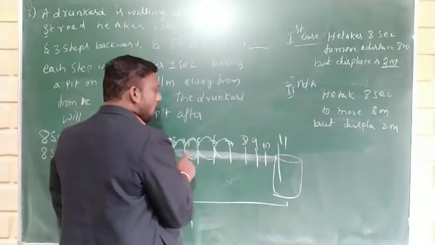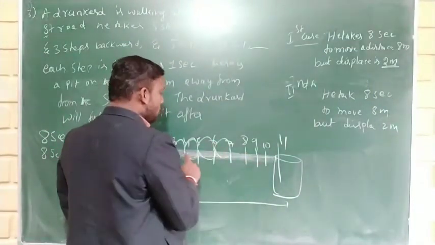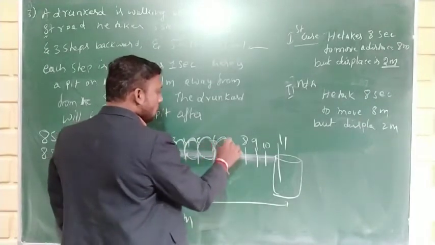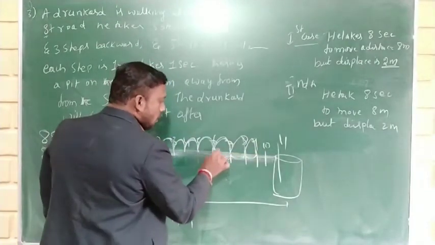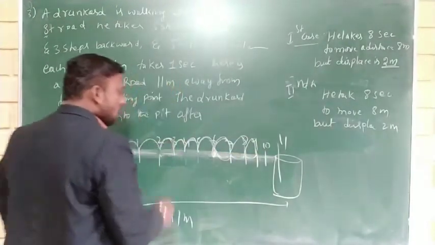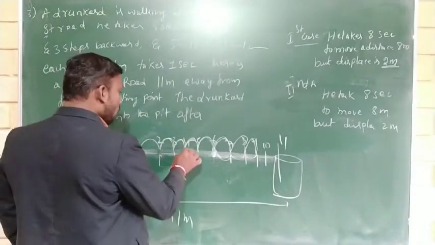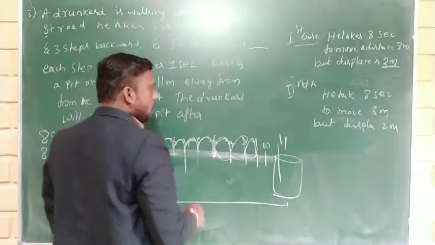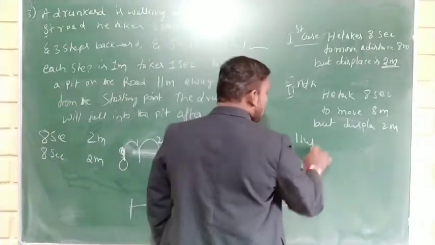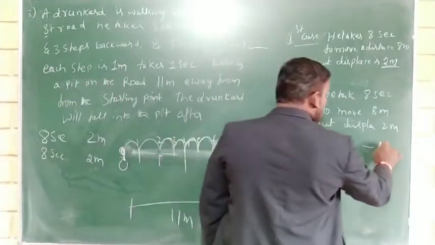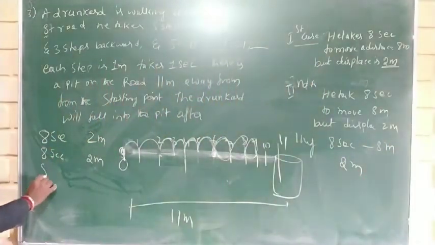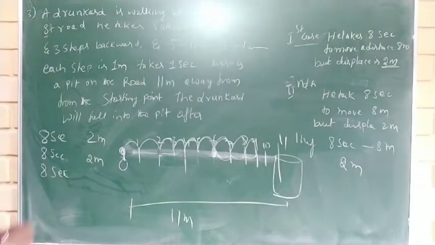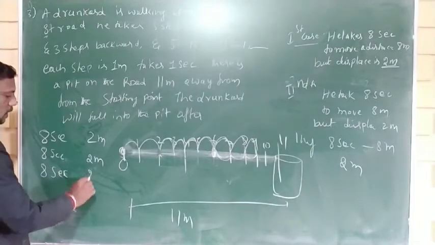From this point, he moves 5 steps forward, 1, 2, 3, 4, 5, and 3 steps backward, 1, 2, 3. The drunkard comes to this point. Therefore, time taken from this point to this point is 8 seconds. Total distance is 8 meter, but displacement is 2 meter. In the third case, time taken to travel 8 meter is 8 seconds, but the displacement is 2 meter.